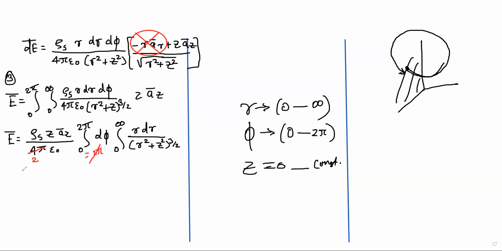So in simple words, what can I write? E bar is equal to rho s z a bar z divided by 2 epsilon naught into integration 0 to infinity r dr upon r square plus z square bracket raised to 3 by 2.